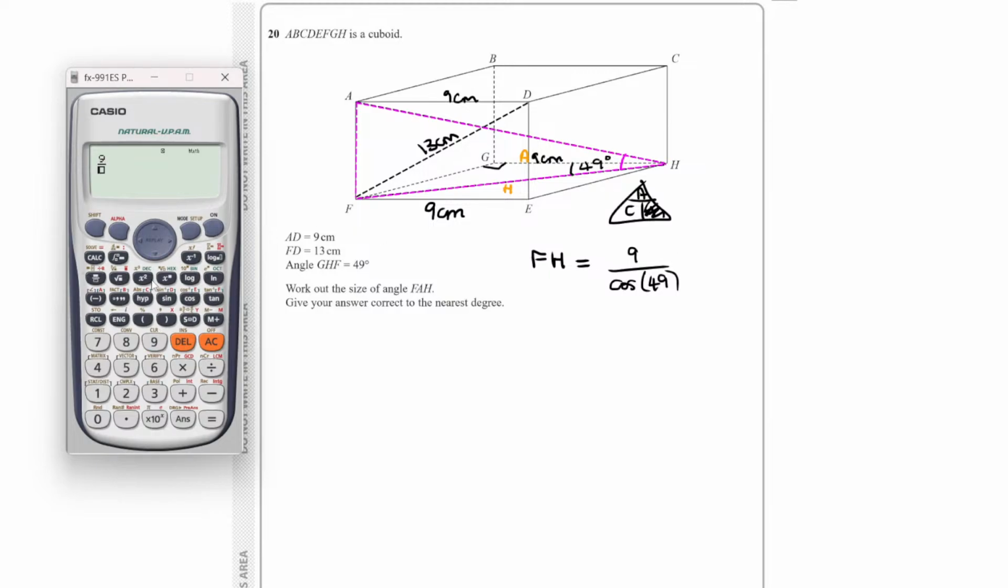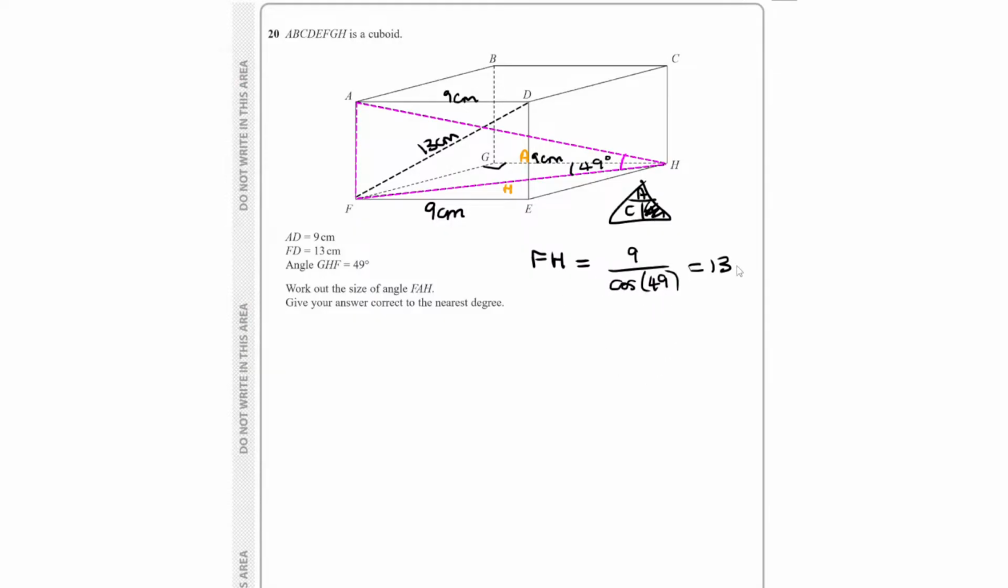So 9 over cos 49, it's obviously going to be loads of decimals. 13.718... We'll come back to that later. So I've now got one side of the pink triangle. I obviously want another side, whether that's going to be AF or AH, it just depends what information I've got. So I have used, technically, the 9, haven't I? I've used the 49. The thing I haven't used is this 13, isn't it?